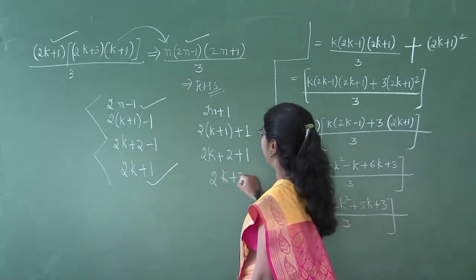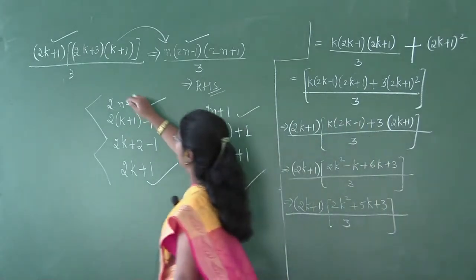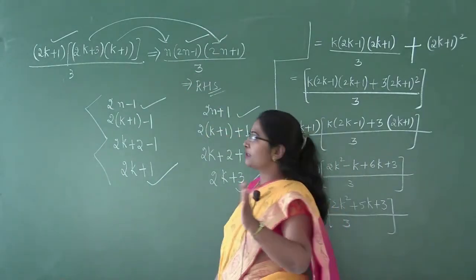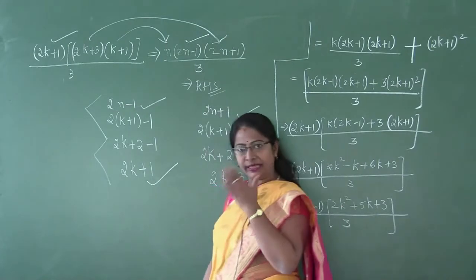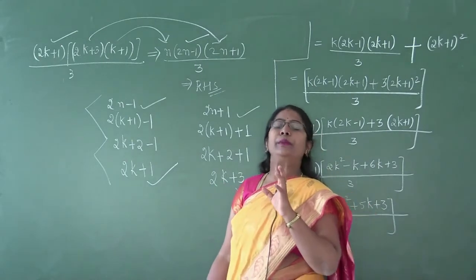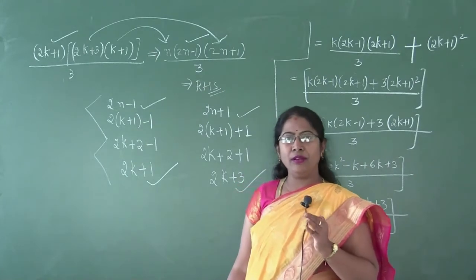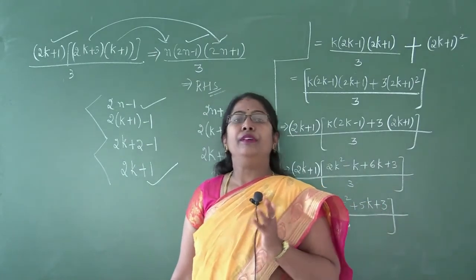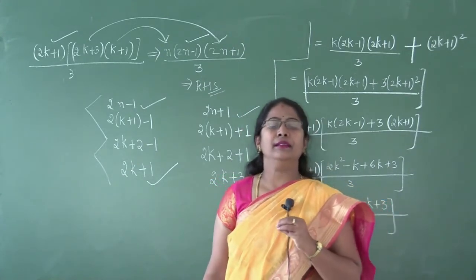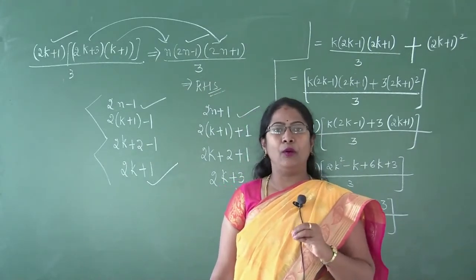and this is equal to 2k plus 3. So 2k plus 3 can be written as 2n plus 1. So can I say 2k plus 1 into 2k plus 3 into k plus 1, whole thing divided by 3, equal to n into 2n minus 1 into 2n plus 1, complete thing divided by 3, which is equal to RHS. Therefore, the given statement is true for n equal to k plus 1. Hence, by PMI, the given statement, that is P of n, is true for all n belongs to N.